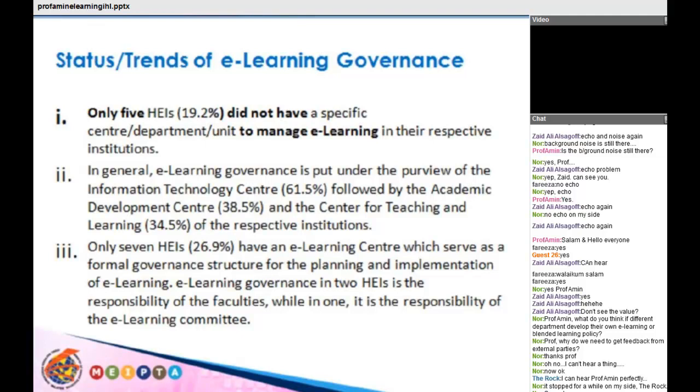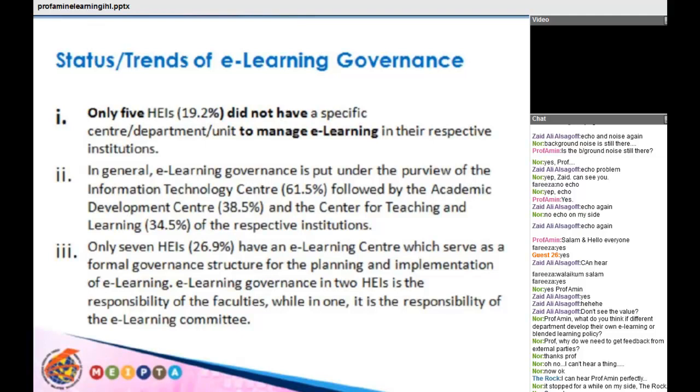There are many forms of structure. I think the majority of universities used to put e-learning under the computing center. And I think more and more now, people are putting the portfolio of e-learning under teaching and learning. I think this is a better option. You can get the computing center to work with the teaching and learning center, but I think e-learning should be located at the teaching and learning center.